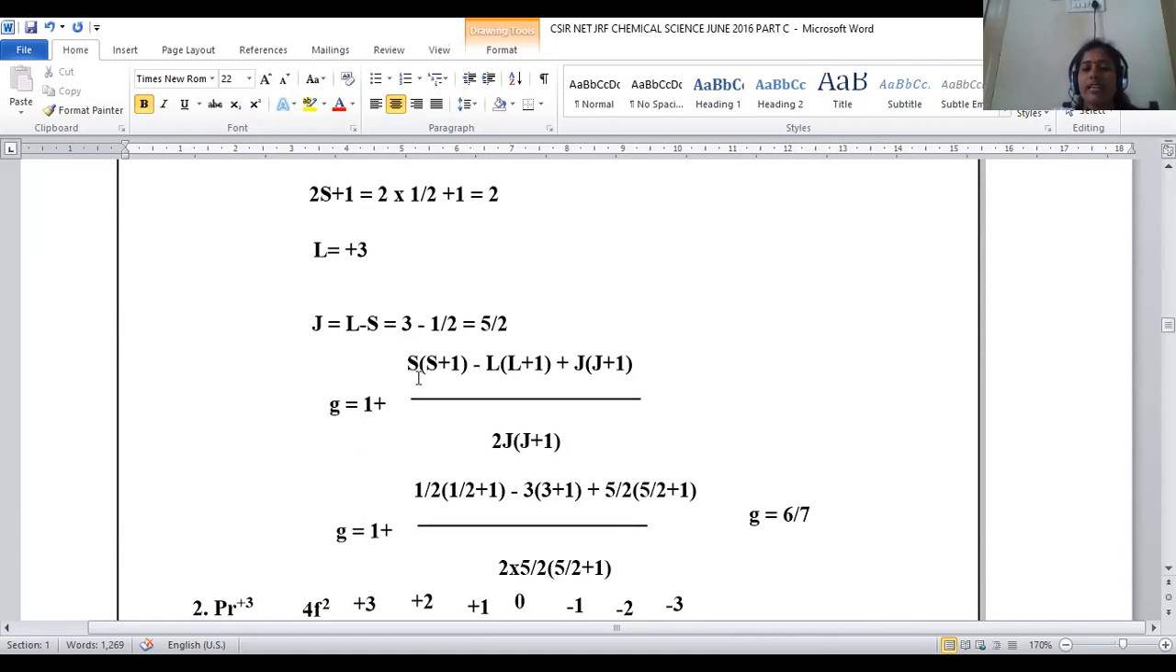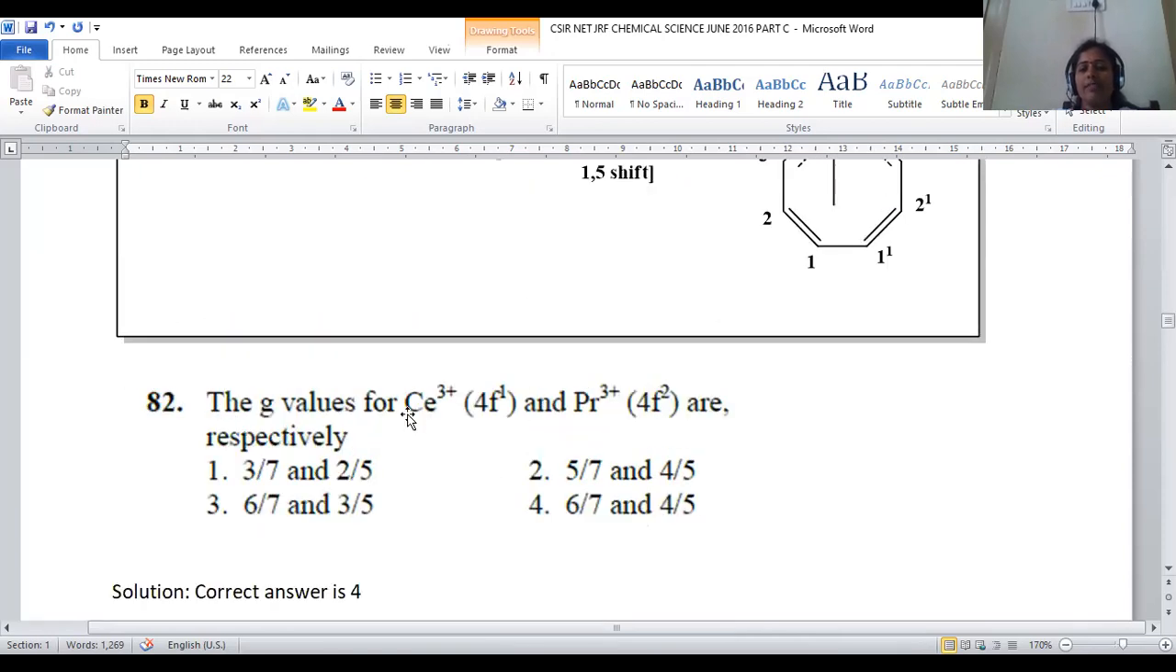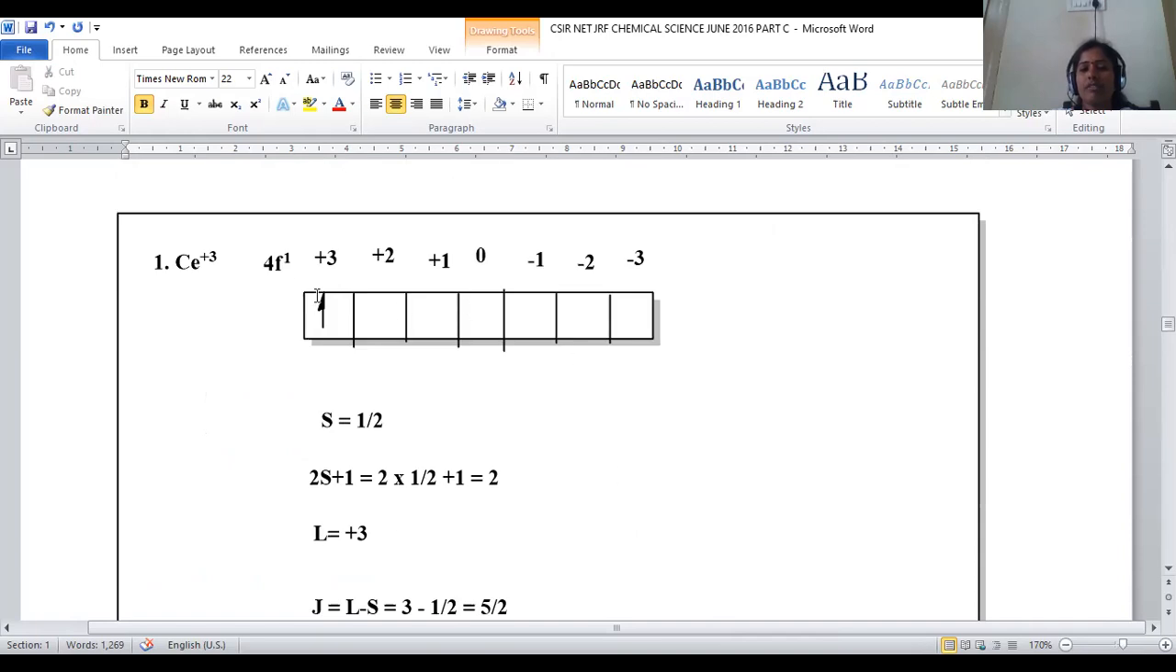In order to get this, the S spin value is needed, the L angular momentum quantum number, and J, the factor which is calculated from L and S. So these 3 parameters need to be predicted. First, 2 elements are given. One is cerium plus 3, which is a 4F1 system, and praseodymium plus 3, which is a 4F2 system. Let us arrange these electrons in the F orbital.